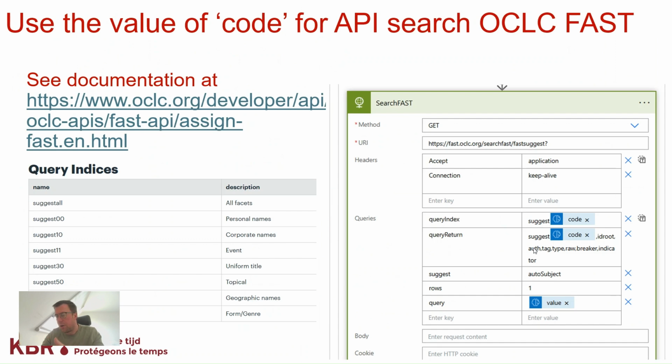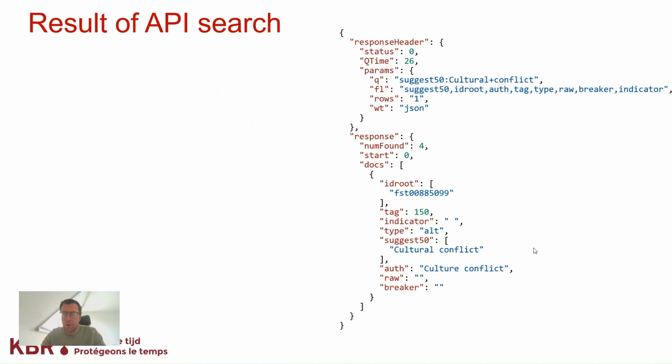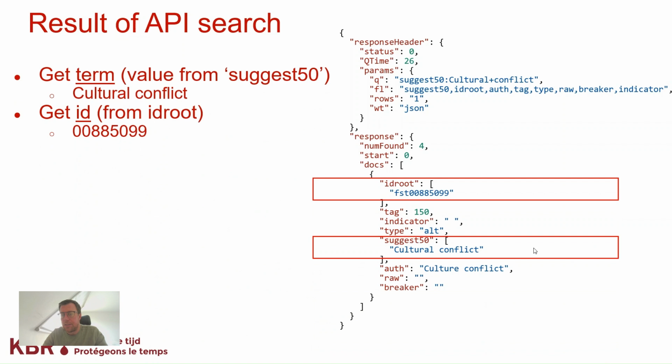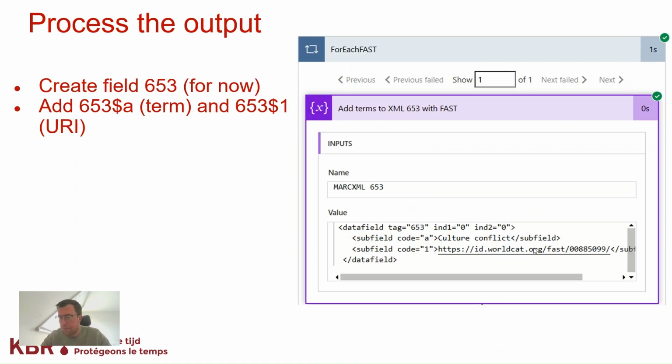Query return is the parameter of what do I want in return. And what do I want in return is this. And the most important information is the ID, so the FAST ID, and the authority, so the cultural conflict, the authorized form. So I use the term, the authorized form, and the ID to create finally my 653. For the moment, I use 653 because we still have to reconcile our existing subject terms and authorities with FAST.